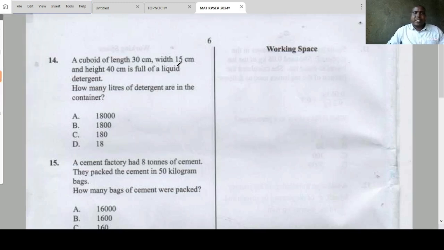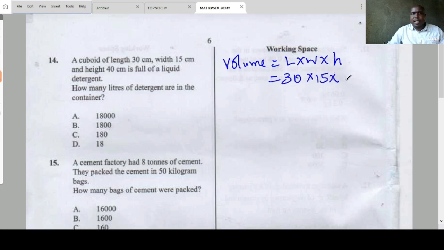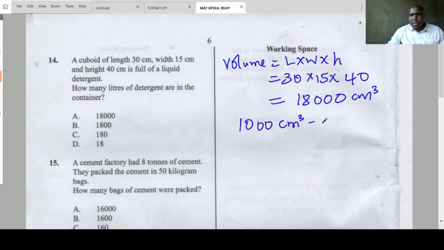A cuboid is 30 centimeters by 15 by 40. How many liters? The volume of a cuboid is equal to length times width times height, which is 30 times 15 times 40. This gives us 18,000 centimeters cube. But we know that 1,000 centimeters cube is equal to 1 liter.